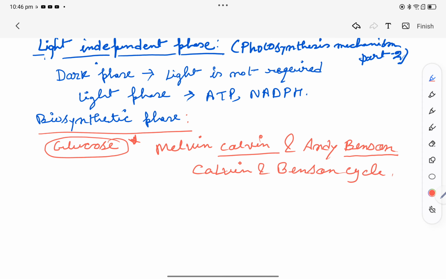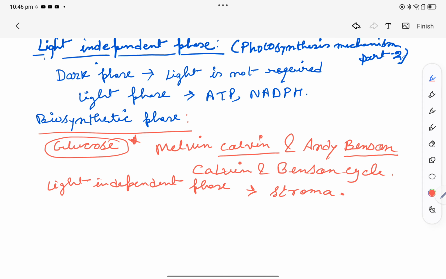As I have told you, the light phase occurs in the thylakoid, particularly in the membrane of the thylakoid, right? In the same way, the light independent phase occurs in the stroma. Where does it occur? It occurs in the stroma.